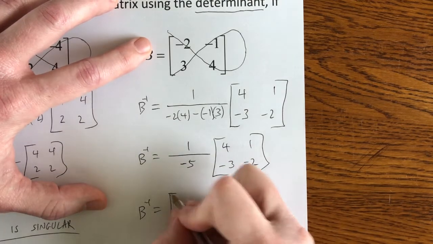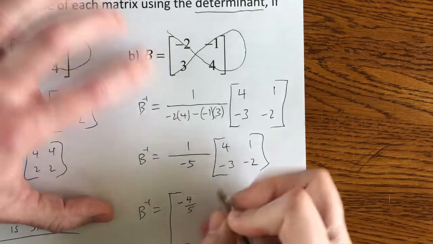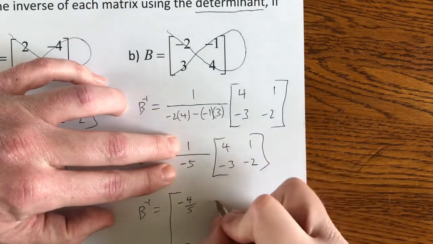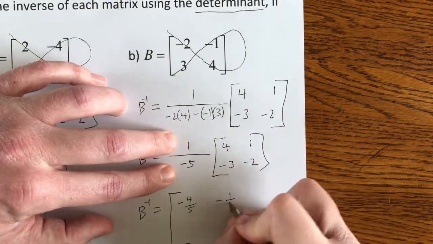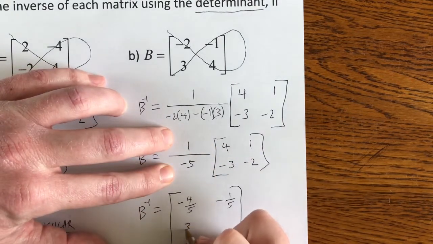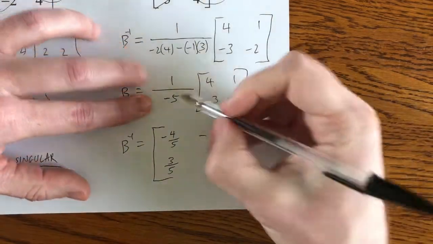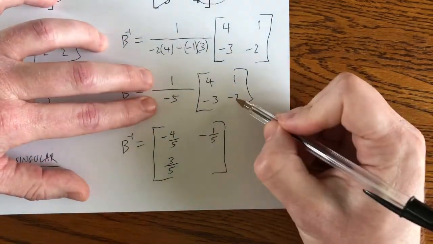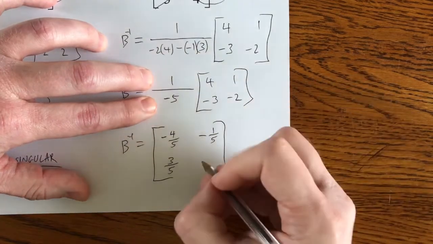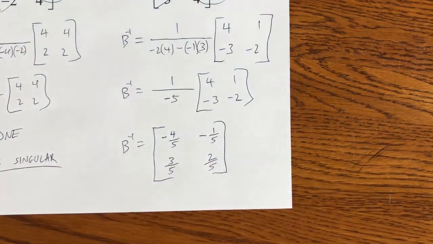So our final result there, the inverse of matrix B would be what? -4/5. And then -1/5. And then what? Ooh, a +3/5. And then finally a -1/5 times a negative 2 would be a +2/5. That's it. There's your inverse of matrix B using the determinant method.